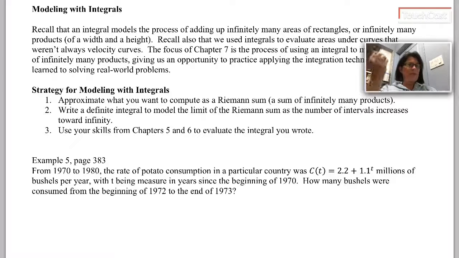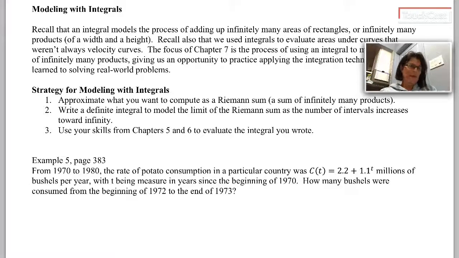Remember, we said in chapter 6 that we could use areas not just under a velocity curve. Area under a velocity curve gives distance traveled, because velocity is the derivative of position, or distance traveled. So we want to think about this. This C of t function I have is the derivative. It's the rate of change of the amount of potatoes eaten. So if I can integrate C, I'm going to get the number of potatoes eaten.